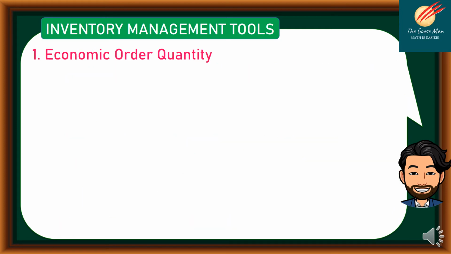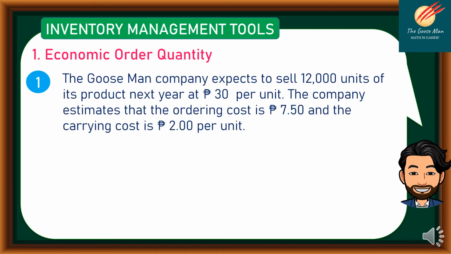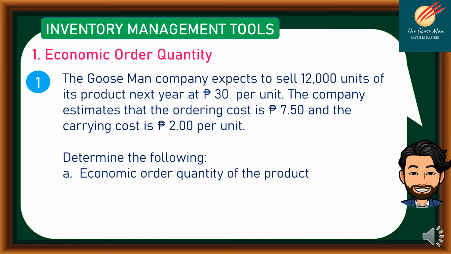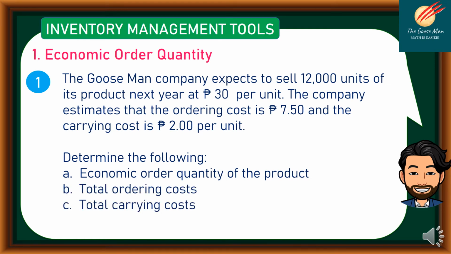Let's have the application under economic order quantity. Say for instance, the Guzman company expects to sell 12,000 units of its product next year at 30 pesos per unit. The company estimates that the ordering cost is 750 and the carrying cost is 2 pesos per unit. So we want to know the following: A, the economic order quantity of the product; B, the total ordering cost; C, the total carrying cost; and letter D, the total inventory cost.